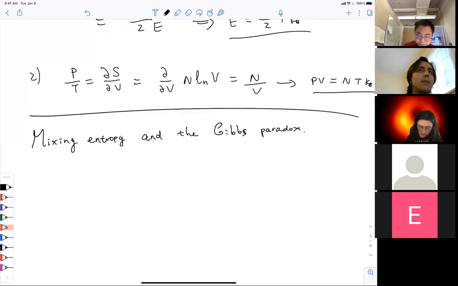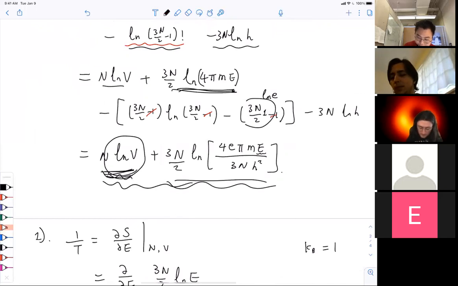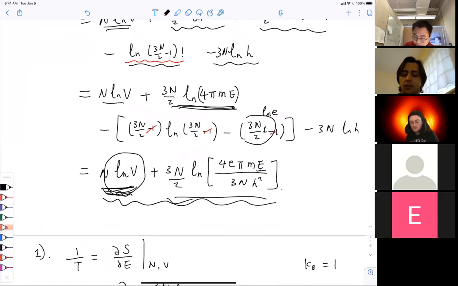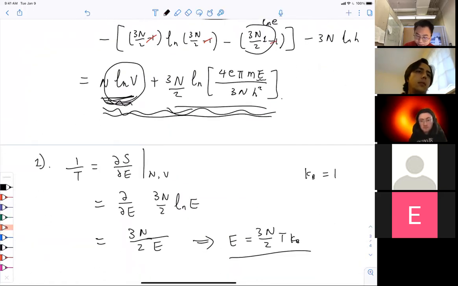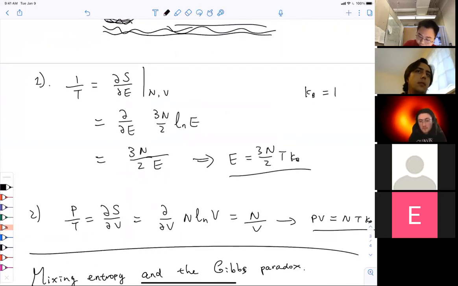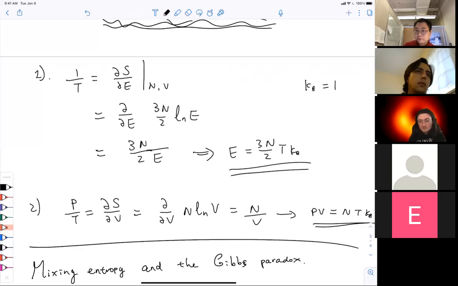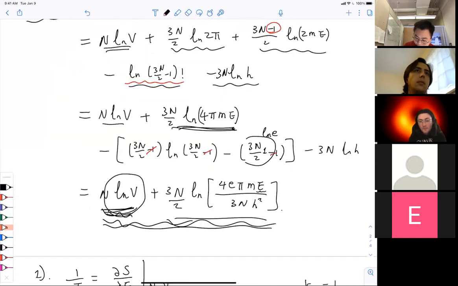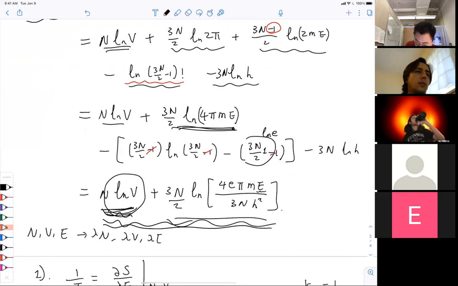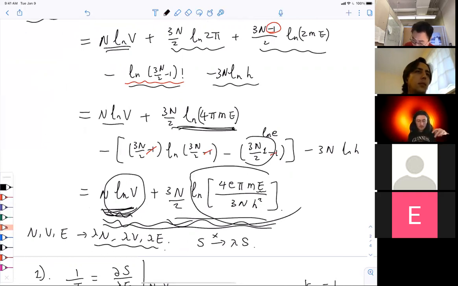The first thing you need to notice is that this entropy is actually not extensive, as we will see. And this is actually not quite correct, even though it gives us the correct energy and the correct equation of state. If we scale our N, V, E to lambda N, lambda V, lambda E, the S will not scale to lambda S. The momentum part is fine, because in E divided by N the lambda cancels out, but the volume part has a problem.